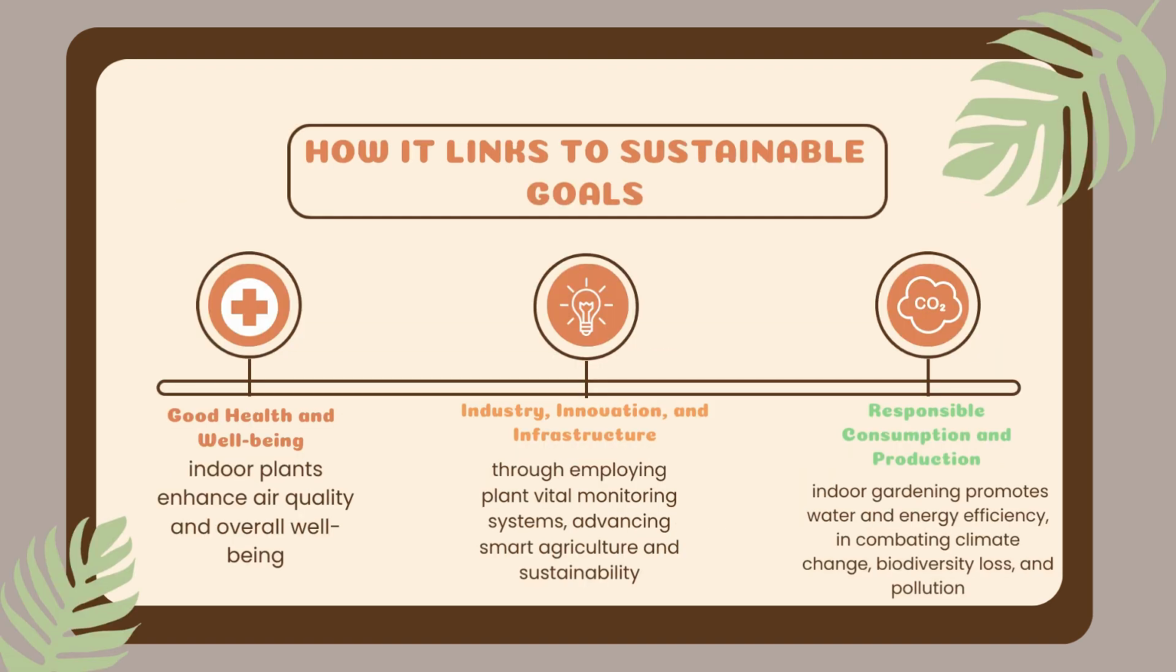How it links to sustainable goals. So there's 3 sustainable goals that we are taking on here. One being good health and well-being: indoor plants enhance air quality, as well as overall well-being. The second one is industry, innovation, and infrastructure, through employing plant vital monitoring systems, advancing smart agriculture and sustainability. And through responsible consumption and production, indoor gardening promotes water and energy efficiency in combating climate change and biodiversity loss. And thus, through ensuring that plants are looked after carefully and there's less waste, we're able to tackle 3 of these goals.